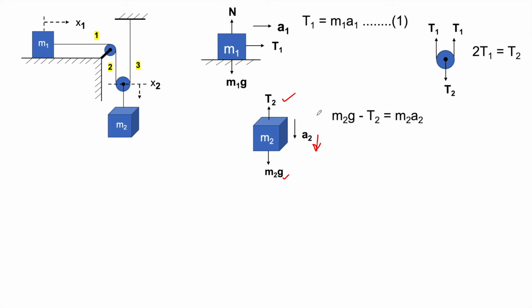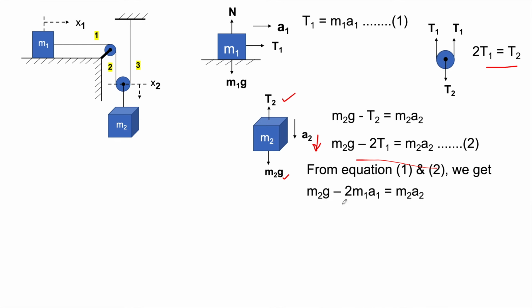Now writing T2 in terms of T1, we get m2g minus 2T1 equals m2a2, which is equation number 2, because we know that T2 is equal to 2T1. Now if you combine equation 1 and 2, where equation 1 is T1 equals m1a1 and equation 2 is m2g minus 2T1 equals m2a2, we get m2g minus 2m1a1 equals m2a2. We have substituted the value of T1 from equation 1 in equation 2. Now we can write m2g minus m2a2 equals 2m1a1, which is equation number 3.